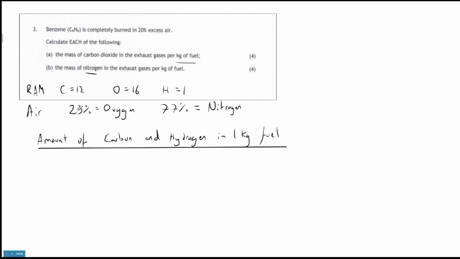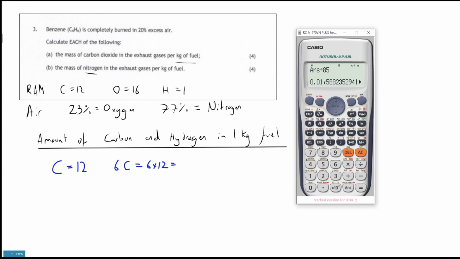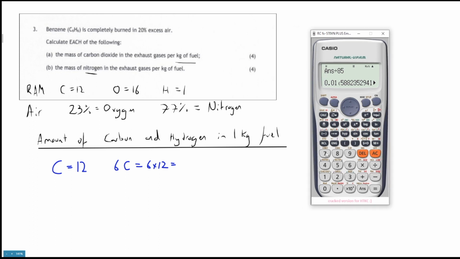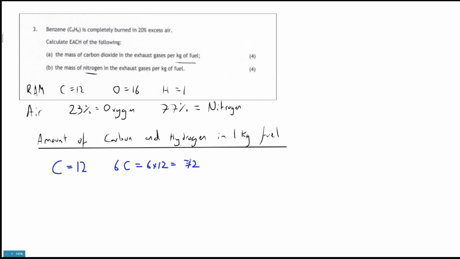We've got to know how much a molecule weighs, because what we're going to do is take the proportion of carbon in that. So let's have a look. Carbon is equal to 12, and we've got 6 carbons in the benzene. That's equal to 6 times 12, which is 72. Let's give it a go: 6 times 12 is 72. This is the weight of the carbon.